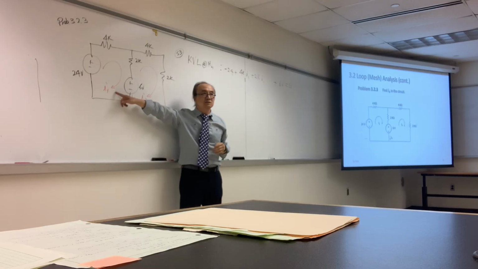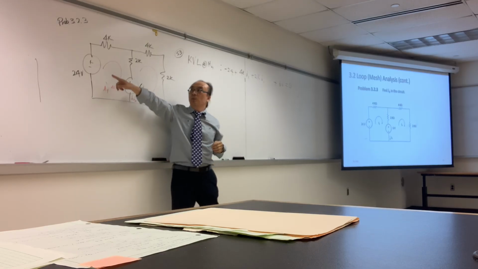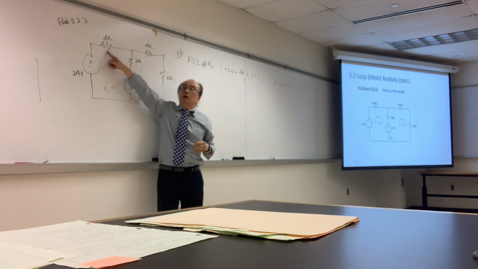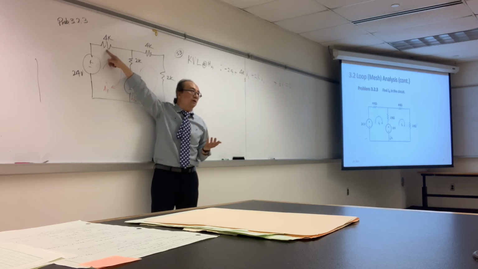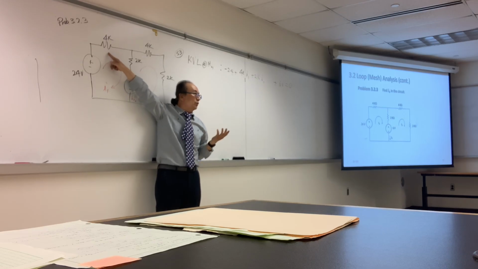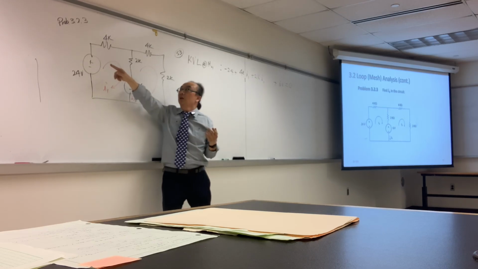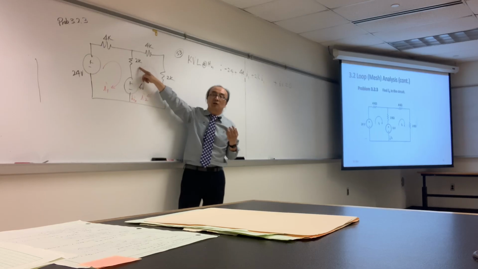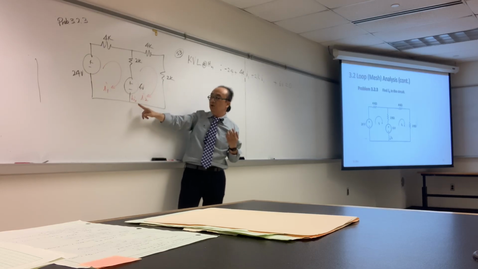Because I sub 1 is the mesh current. I'm pretty sure there's only current going through this 4K. That's the I sub 1. We okay with that? However, the current going through this 2K is not I1. It is actually I sub 0.